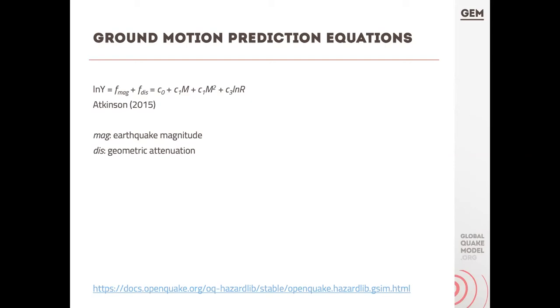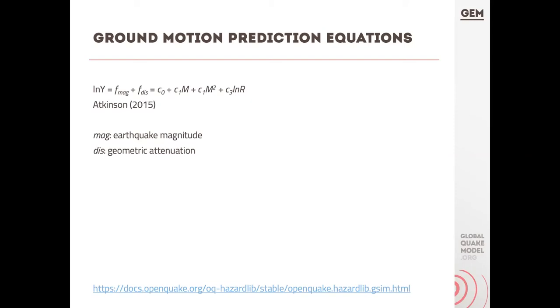So these ground motion prediction equations, most of them, are regression equations based on previously observed ground shaking in similar regions. There are several of these GMPs which have been derived for various tectonic regions around the world. Many of them have been implemented in OpenQuake.